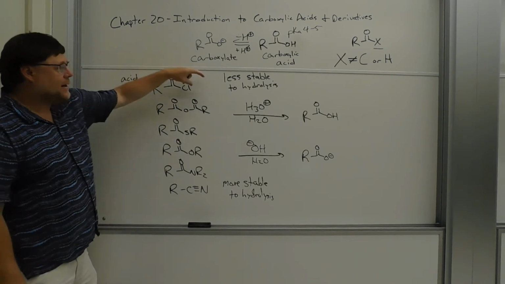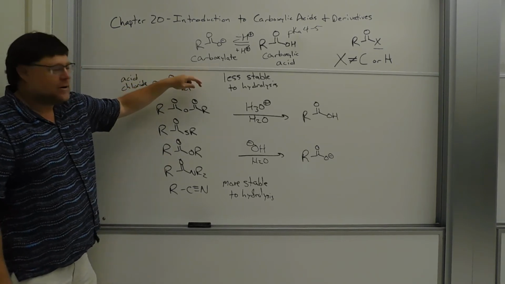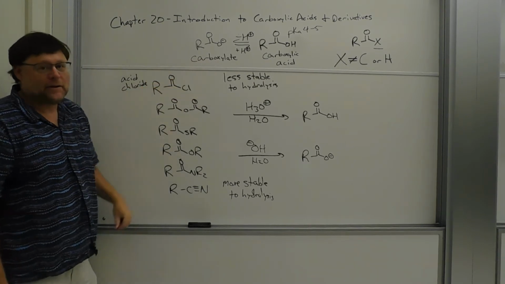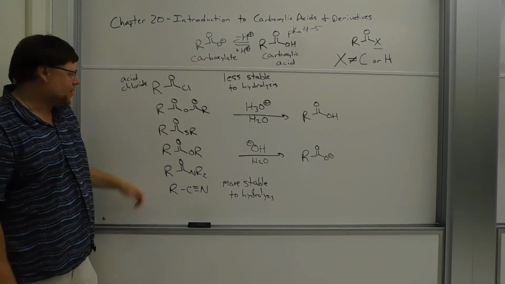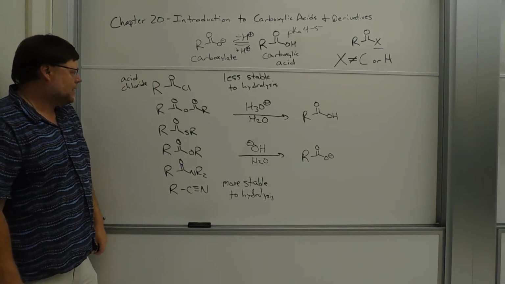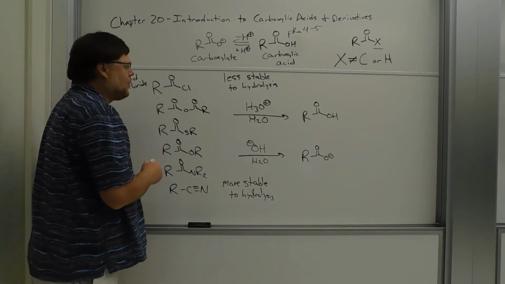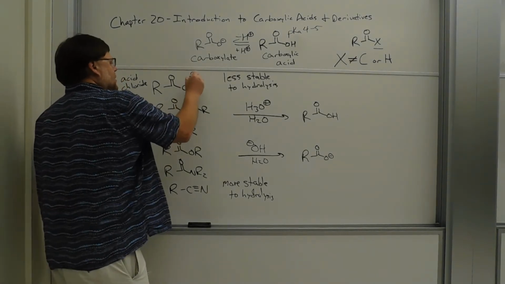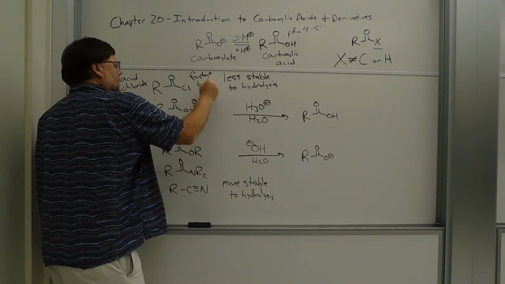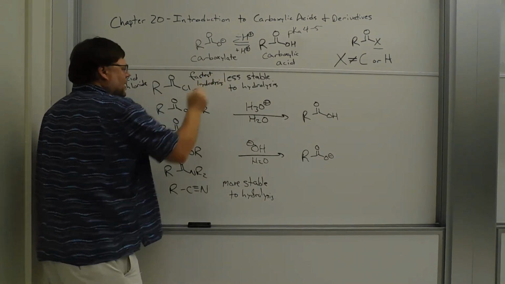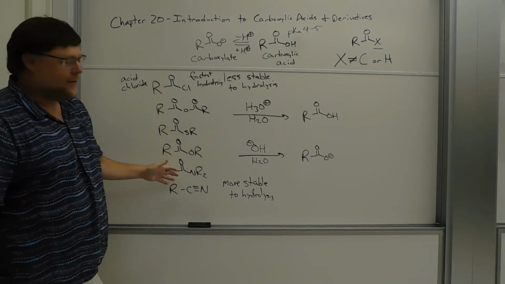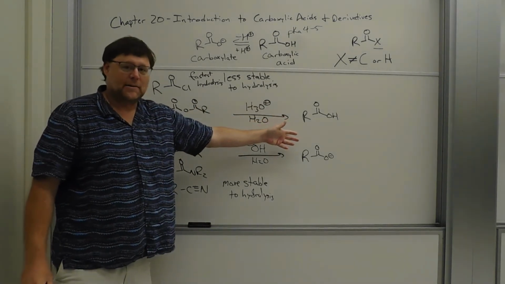The acid chloride is the most reactive of the carboxylic acid derivatives in terms of addition to the nucleophile. So we say it's less stable to hydrolysis. So it's the fastest hydrolysis. And hydrolysis is the conversion of an acid chloride derivative back to a carboxylic acid.